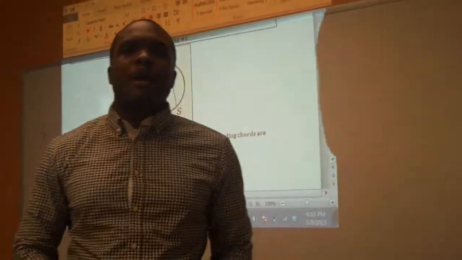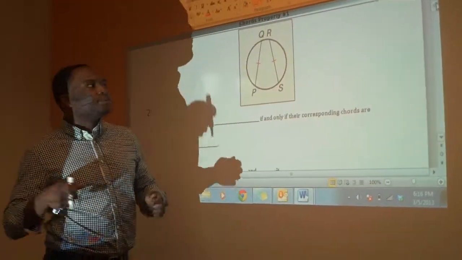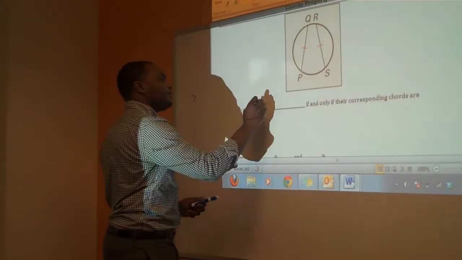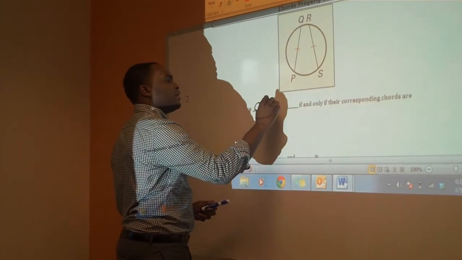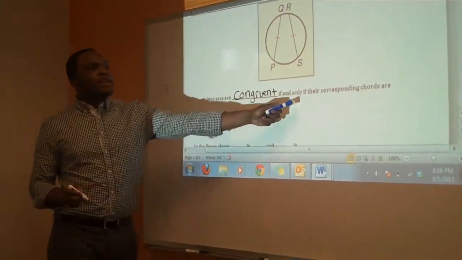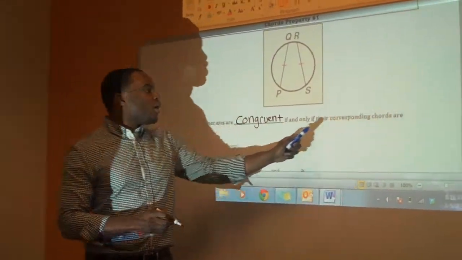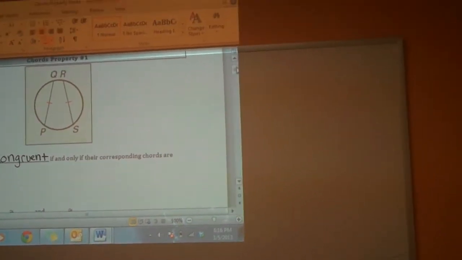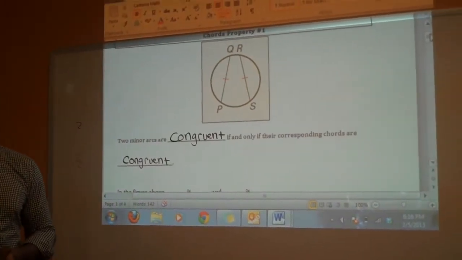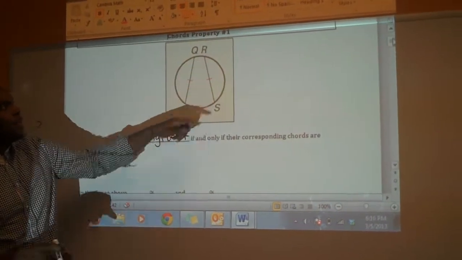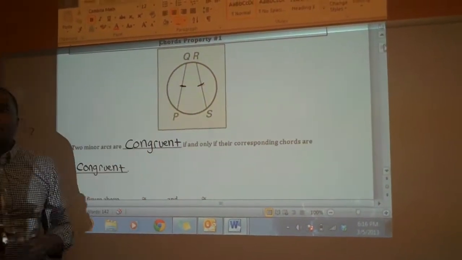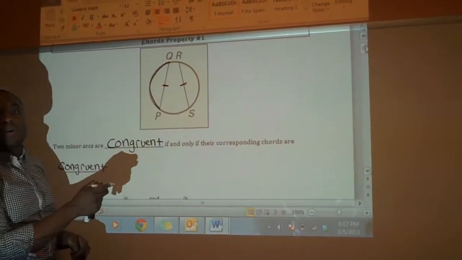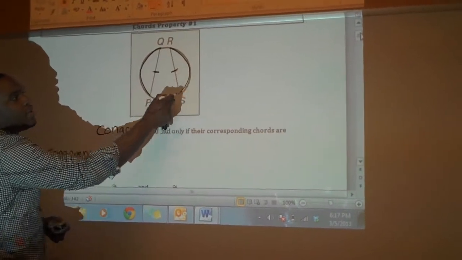This says chords property number 1. Now, follow along. It says 2 minor arcs are congruent, writing congruent here, if and only if their corresponding chords are also congruent. So here's basically what that means. These 2 chords here, my 2 marks, that lets me know that those 2 chords are congruent. And if these 2 chords are congruent, then so are the arcs that correspond with those chords.